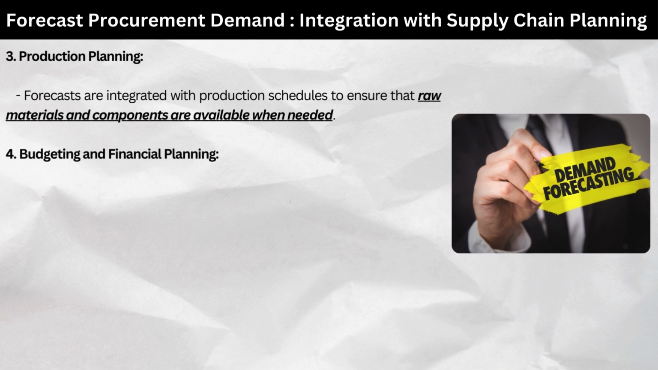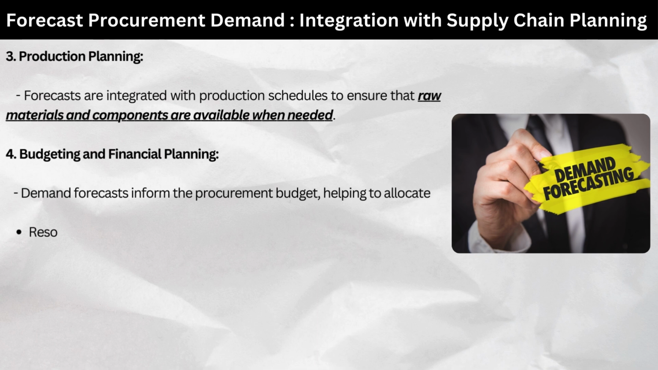4. Budgeting and financial planning. Demand forecasts inform the procurement budget, helping to allocate resources efficiently and plan for future expenses.